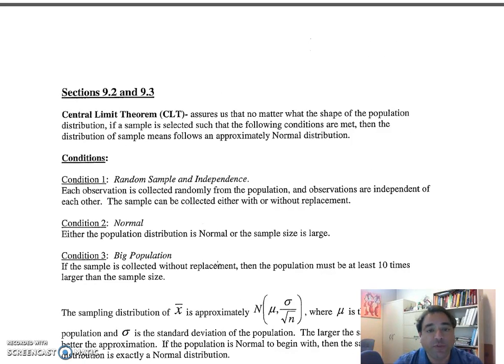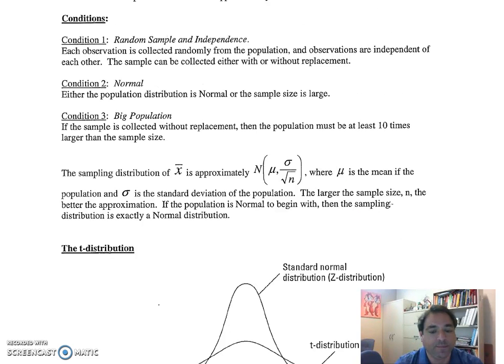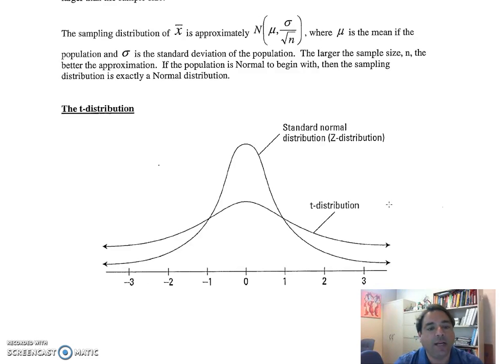So again, we're going to review some things like the central limit theorem, which talks about if you want to assume your data is normal, you have to pass these three conditions. Your data is a random sample, independent, normal, and you have a large population, and the population has to be greater than 10 times the sample size. So here, we're not going to be doing a Z distribution, but we'll be doing a T distribution. So let's talk about what's similar and what's different about the two.